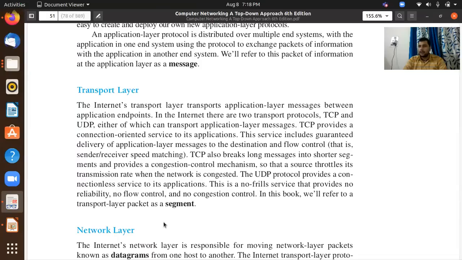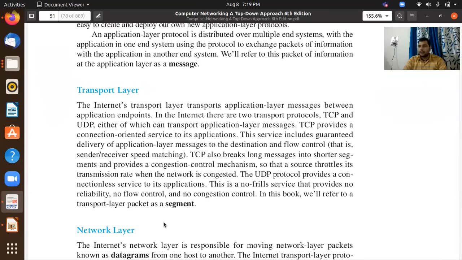So the transport layer mainly provides two types of services. One is reliable end-to-end communication, another is unreliable end-to-end communication. Concerning that service, they will add certain more information. This is the major service being provided at the transport layer to the upper layer, that is, the application layer.